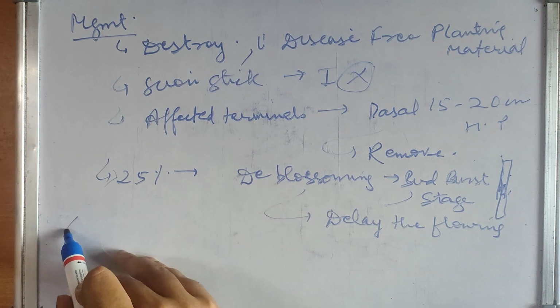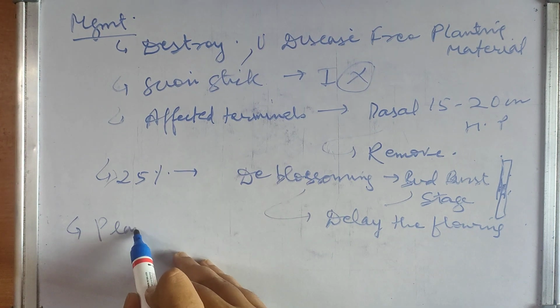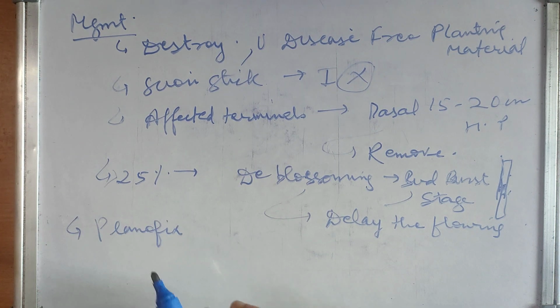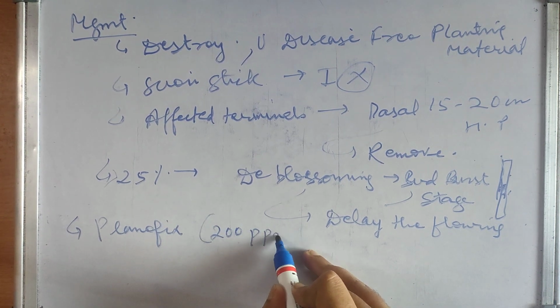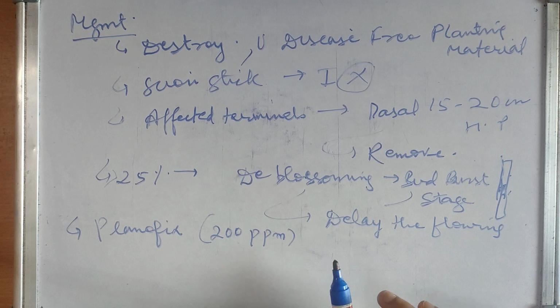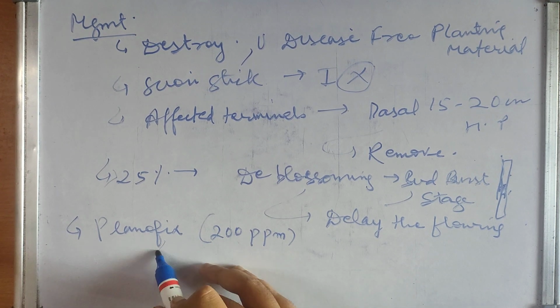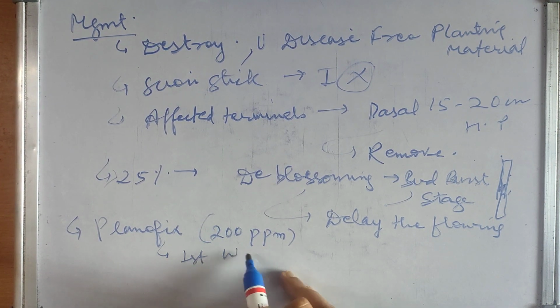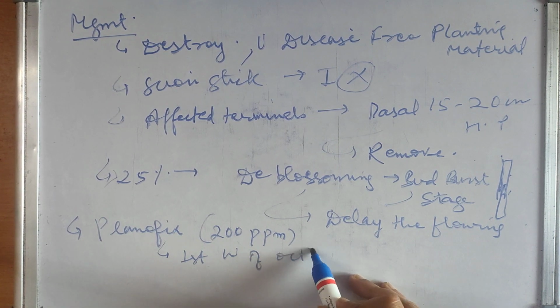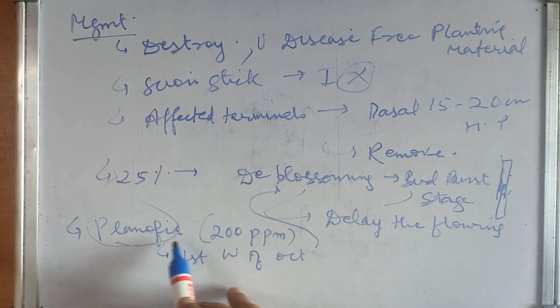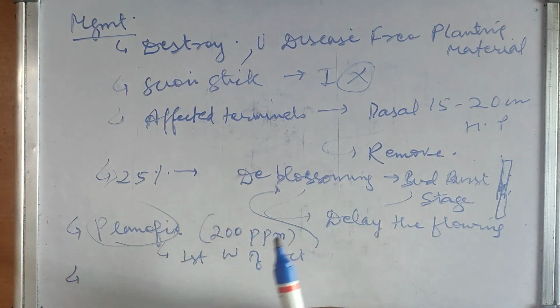We can spray Planofix at 200 ppm during the first week of October, followed by deblossoming at the bud burst stage as recommended. After spraying Planofix, we will deblossom.